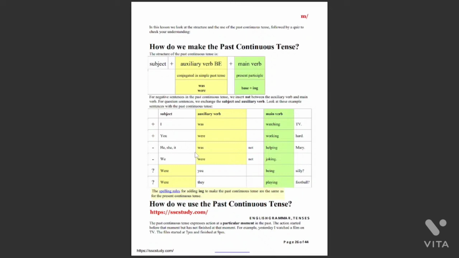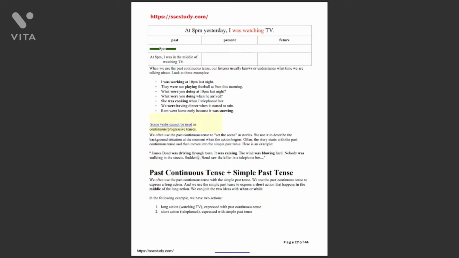The past continuous tense expresses an action at a particular moment in the past. The action started before that moment but had not finished at that moment. For example, yesterday I watched a film on TV. The film started at 7 p.m. and finished at 9 p.m. So at 8 p.m. yesterday I was watching TV. That was at a particular time.